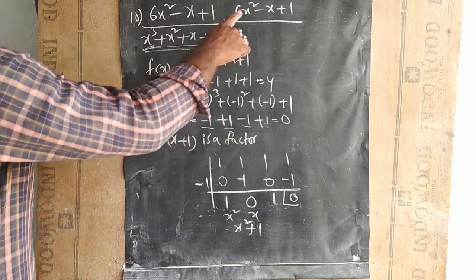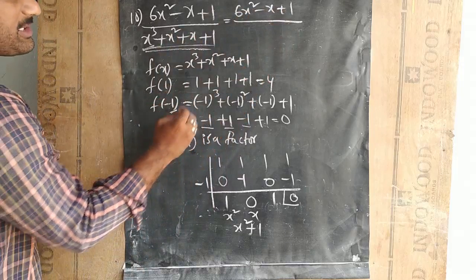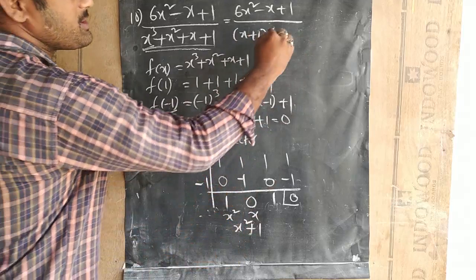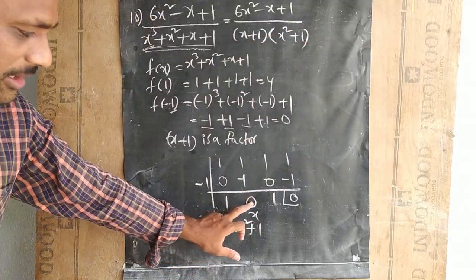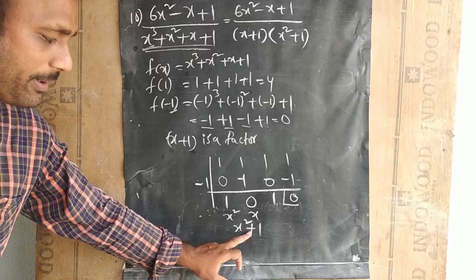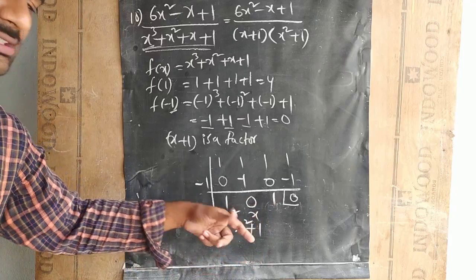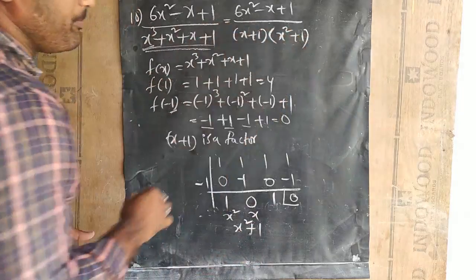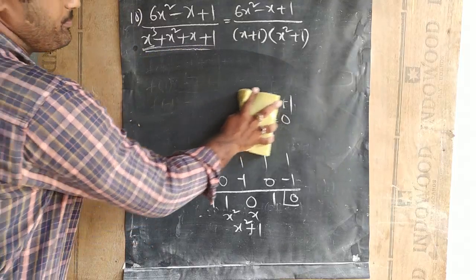So now the question can be written as 6x square minus x plus 1. Already one factor is x plus 1. So x plus 1 into the quadratic, which is x square plus 1. If suppose there was a 1 here, I would write it as x square plus 1x plus 1. Since it is 0, 0 into x is 0, I am not writing it. Now I have got it in the proper manner. Let me solve this by using partial fractions.